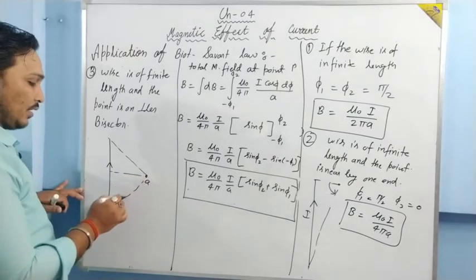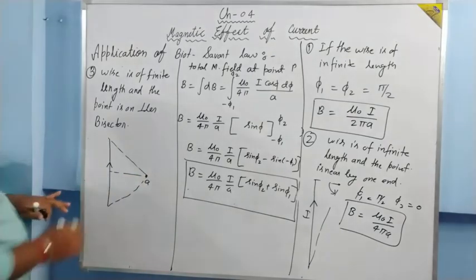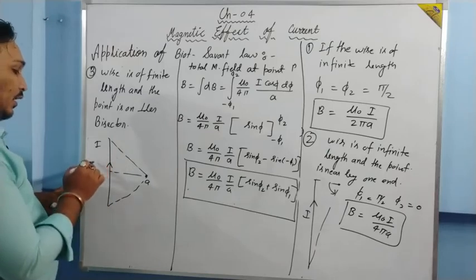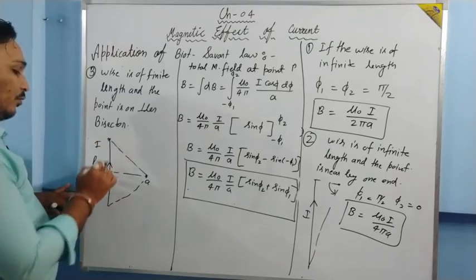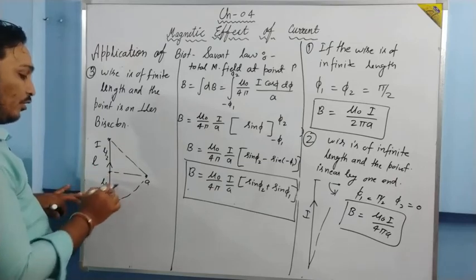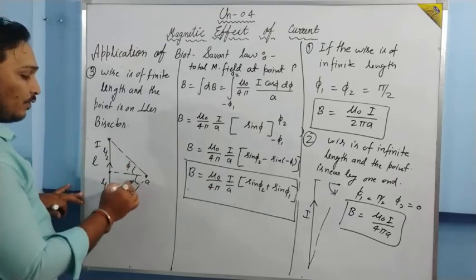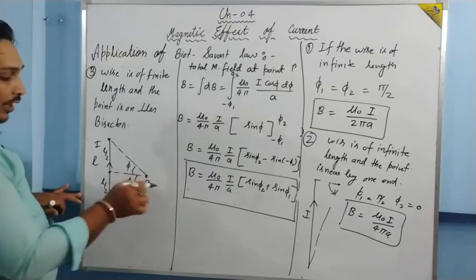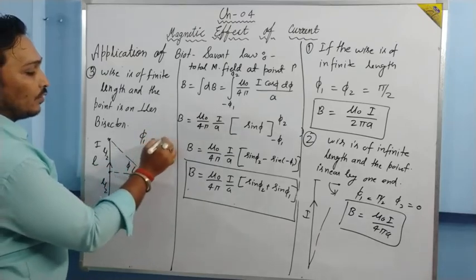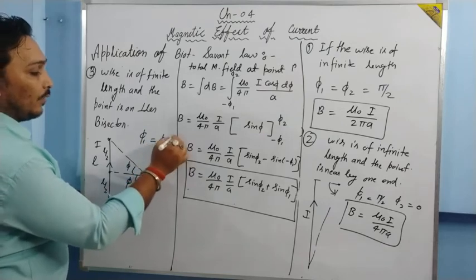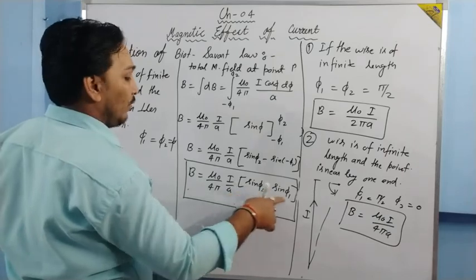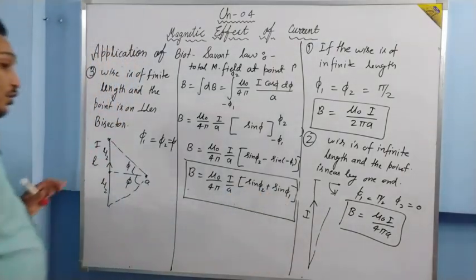Suppose the current flowing is I, and this total length is L. So basically from here till here it will be L by 2, and from here till here it will be L by 2. This angle we have considered phi. When the point is on the perpendicular bisector, both the angles will be the same. So here phi 1 is equal to phi 2, let it be phi. So when we put phi in place of phi 2 and phi 1, we will get 2 sin phi.